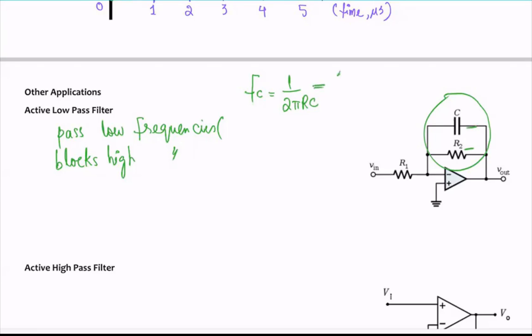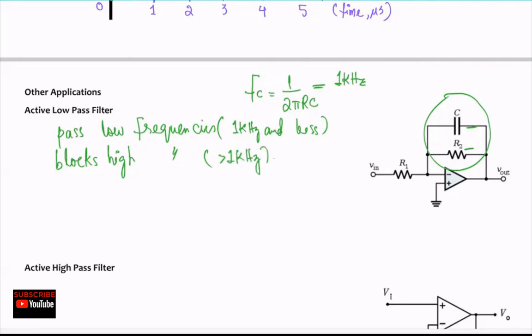You plug in the value of this resistor and this capacitor. Say you get 1 kilohertz. What does that mean? It will allow frequencies of 1 kilohertz and less to go past. Anything above 1 kilohertz will be blocked. So the circuit you see on the top right is actually acting as a low pass filter.